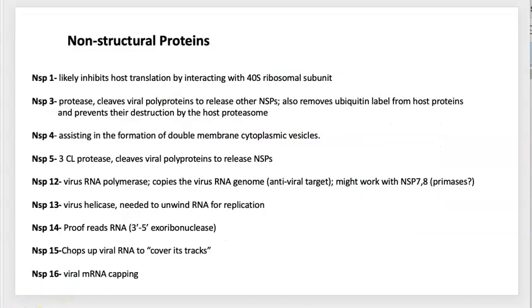So here's a rundown of some of the functions of non-structural proteins. Some of it's preliminary and hypothetical at this point. But, for example, NSP1 likely inhibits host translation by interacting with the 40S ribosomal subunit. The 40S ribosomal subunit is the small subunit in eukaryotic or human host cells. And as a result of that interaction, it basically facilitates sort of a preferential translation of virus proteins.